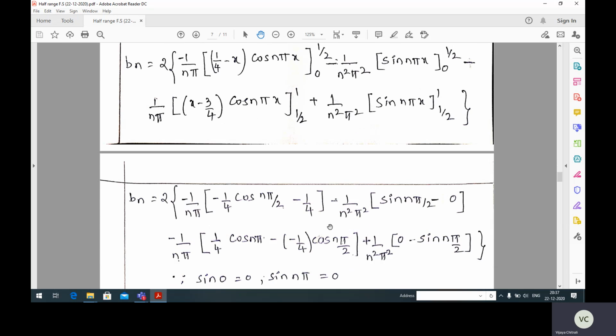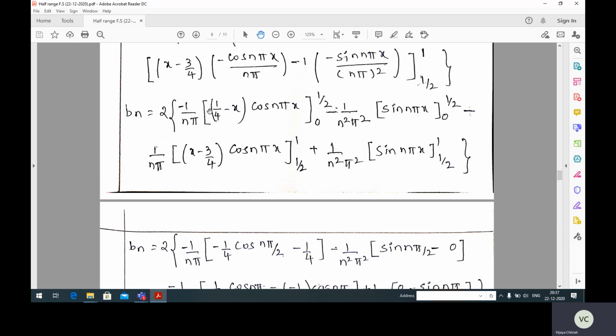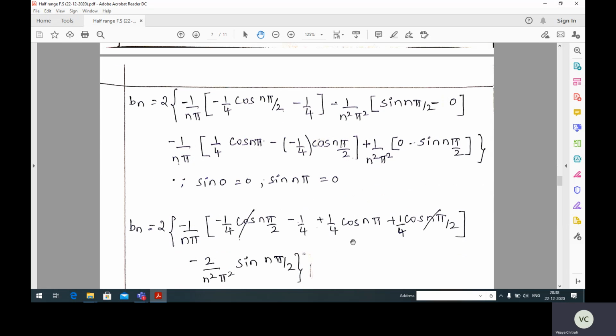Now substitute the limits. 2 into minus 1 upon n pi, minus, in place of x substitute 1 by 2: minus 1 by 4 cos n pi by 2, minus the lower limit 0. We'll get this as 1 by 4 because cos 0 is 1. Then 1 upon n square pi square sine n pi by 2 minus 0. And similarly, substituting limits for this, upper minus lower: 1 upon n pi, 1 by 4 cos n pi minus of minus 1 by 4 cos n pi by 2, plus 1 upon n square pi square, 0 minus sine n pi by 2. Now why? Because sine 0 is 0, and sine n pi is 0.